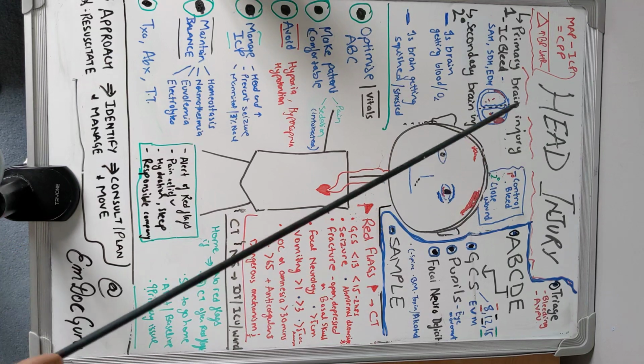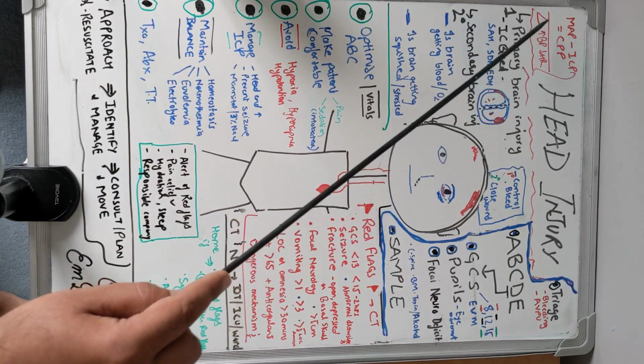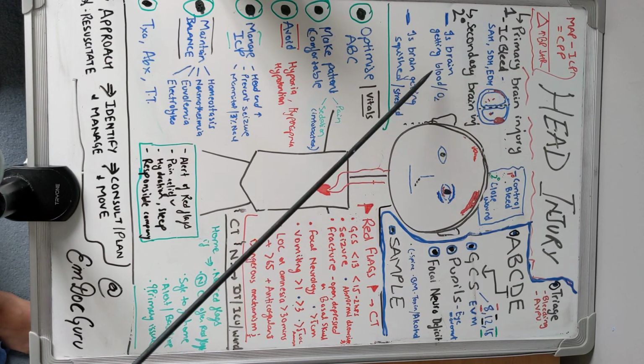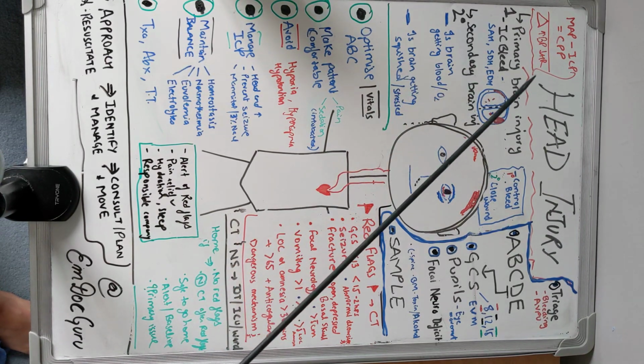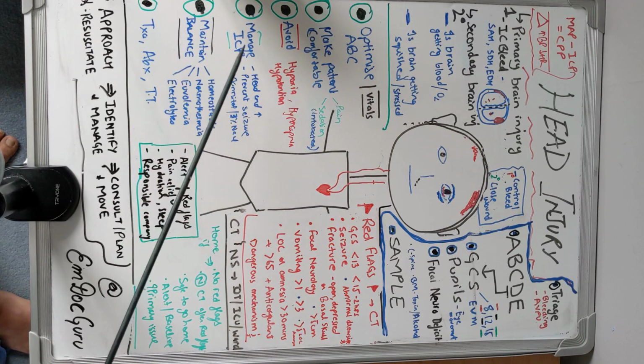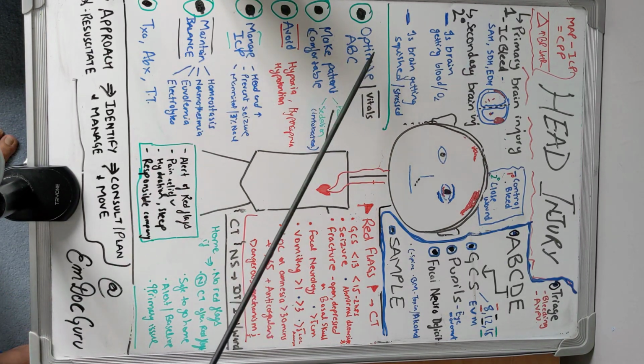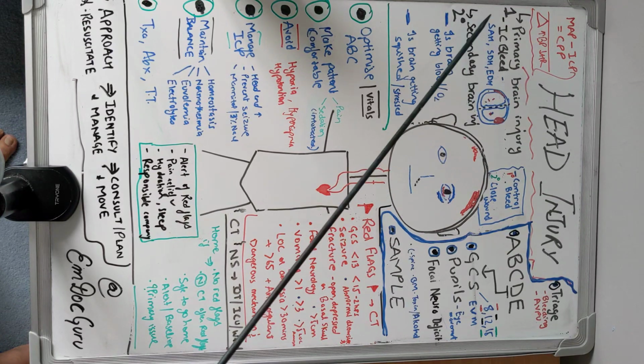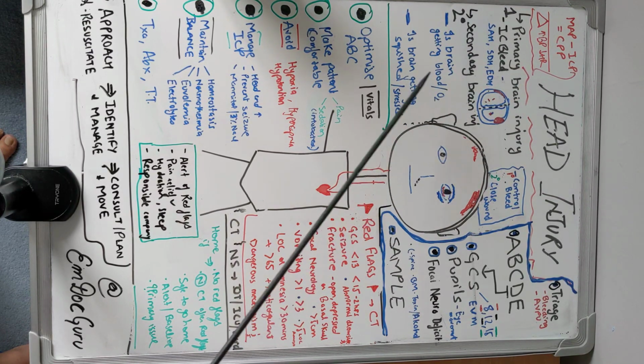So with these principles, and with the question of how you prevent any secondary brain injury, I'm going to talk about the key principles that you need to keep in mind. Our aim is to minimize the secondary brain injury.